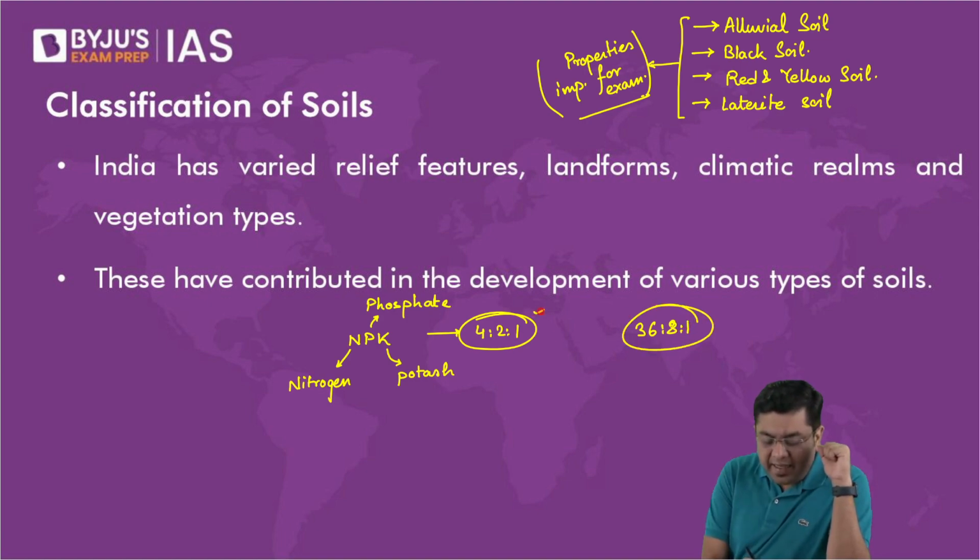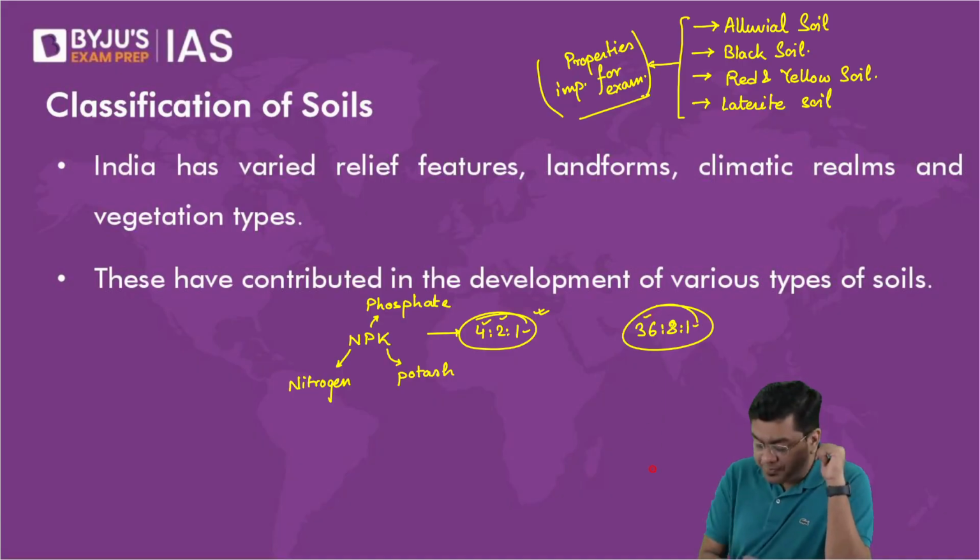So here, what is the ideal condition? For 1 unit of potash, you need to apply 2 units of phosphate and 4 units of urea. But mostly you will observe in Punjab it is 36:8:1. So for 1 unit of potash, we are applying 36 units of urea.